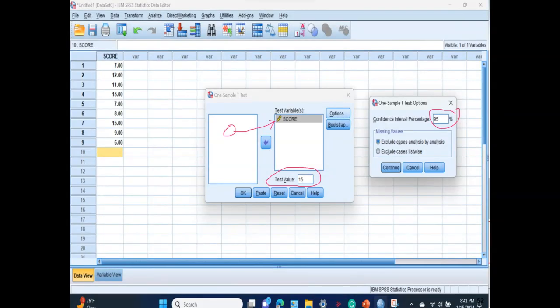You see that confidence interval is 95%. And we said that 95% confidence interval is related to alpha. If it's 95%, meaning alpha is 0.05. If it's 99%, the alpha is 0.01. But that's what we want. So by default, it is 95%, or 0.05. You just click on continue, click on OK.